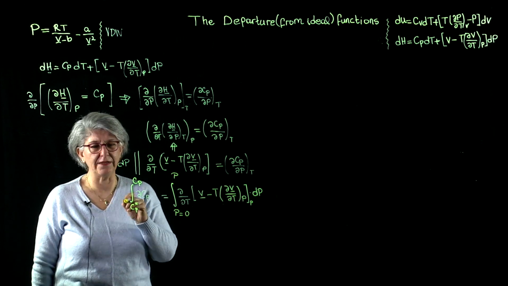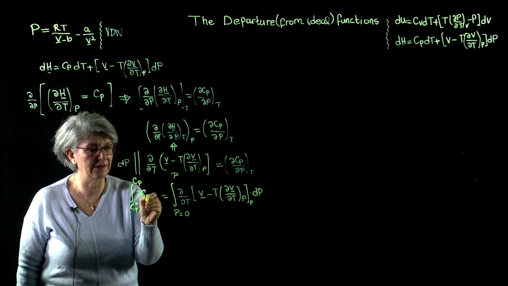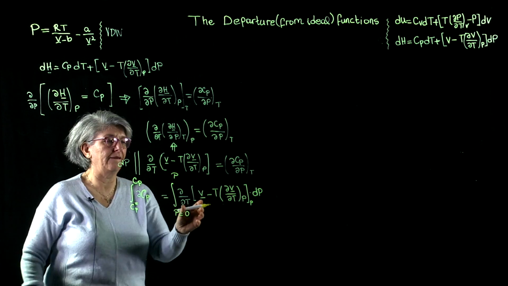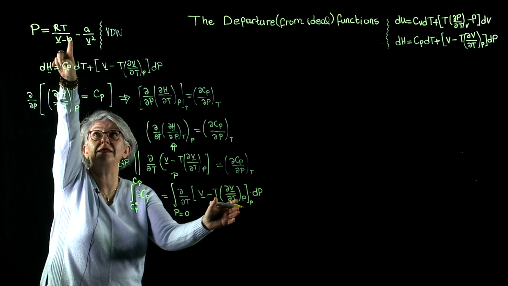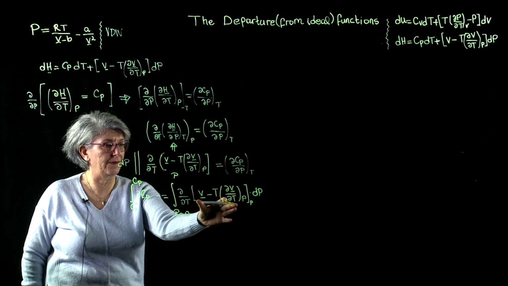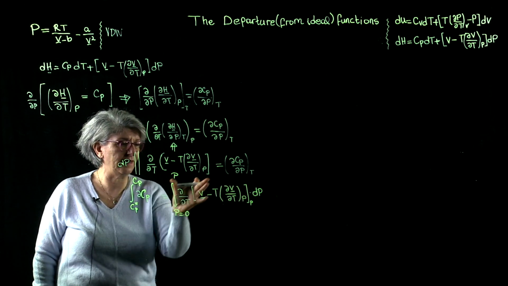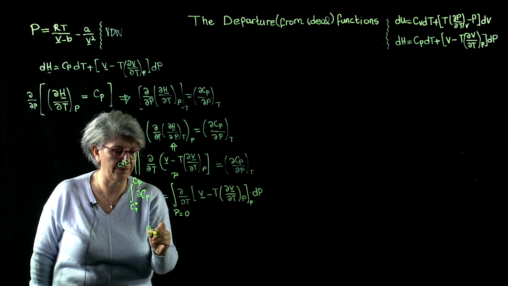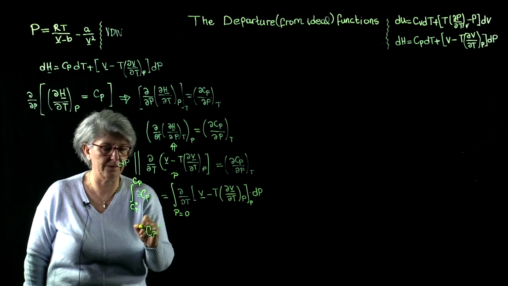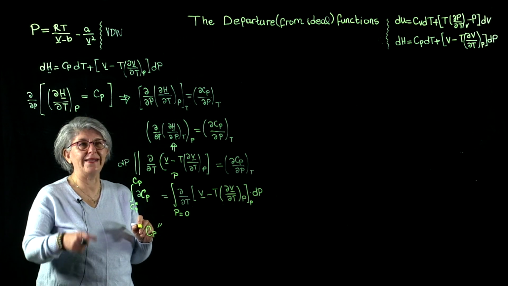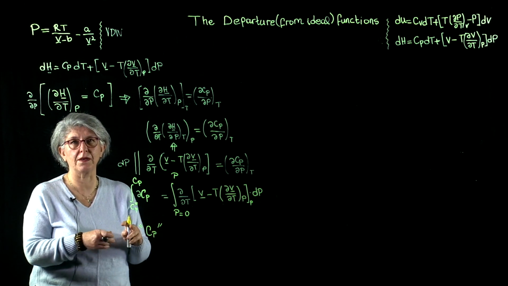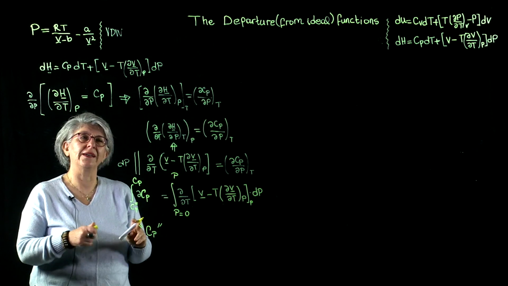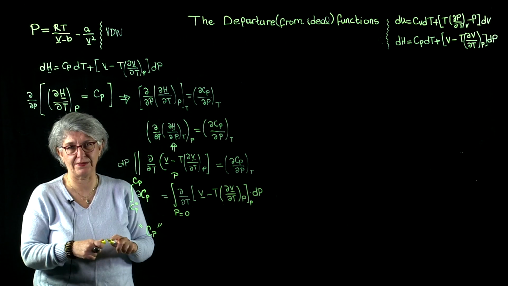So if you know the ideal gas heat capacity, through some algebra, we can use the PVT relationship to obtain a function that we can integrate to get the real fluid heat capacity. A similar analysis can be done for the C sub V. For this, we have to start from dU and do a similar analysis.